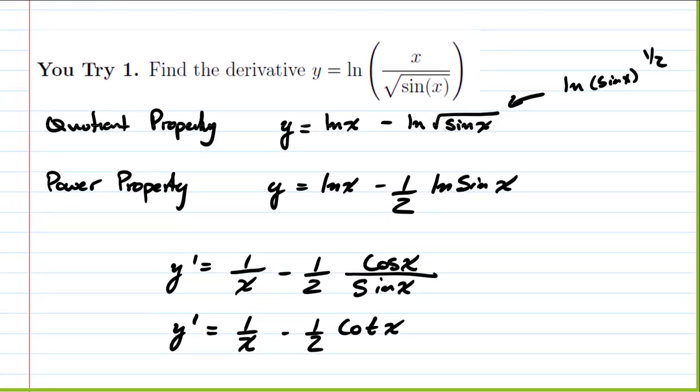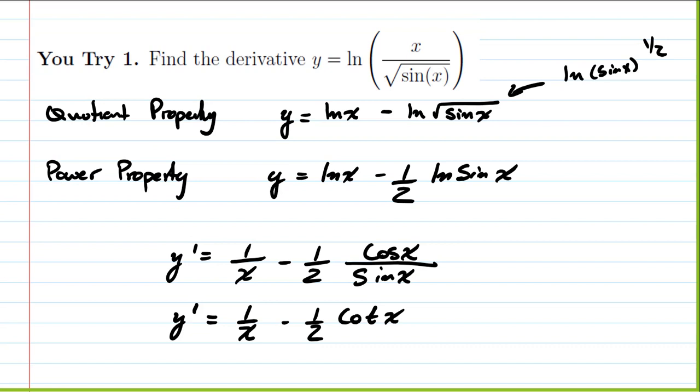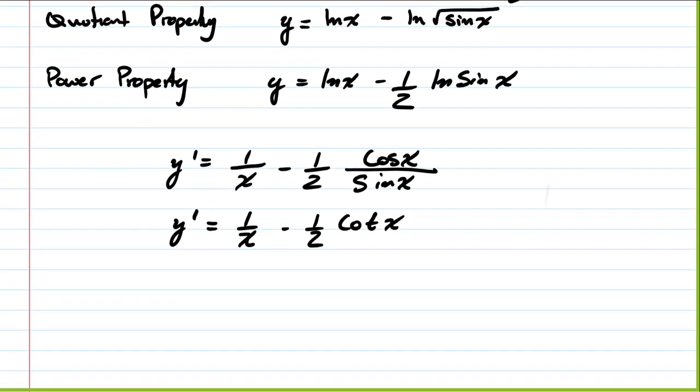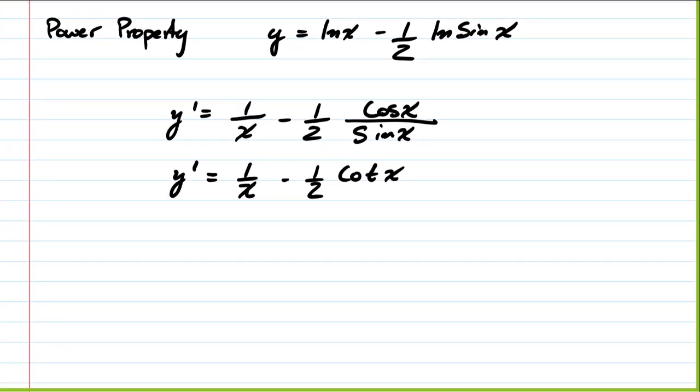So this one wouldn't be too terrible. We'd have to use the quotient rule and chain rule if we did it the direct method, but you'd probably get to the solution. All right.